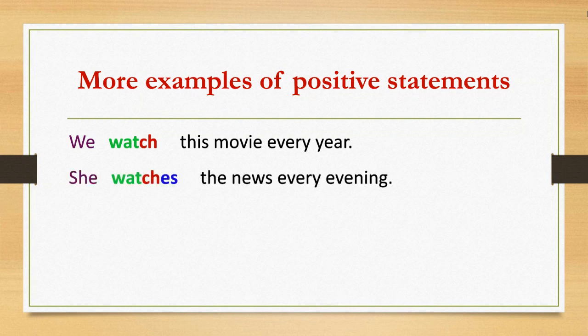If we use watch with she, we add an ES at the end of the verb. She watches the news every evening. We cannot say she watch it's too heavy. So instead of only adding S, we have to add ES because the verb ends in ch.